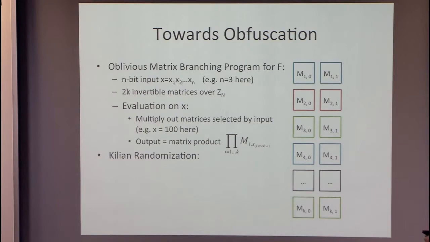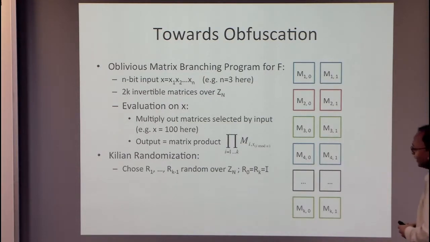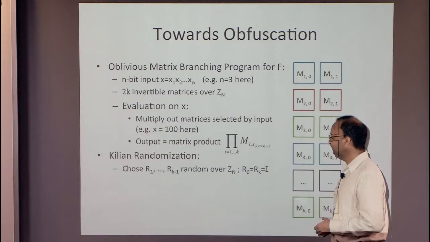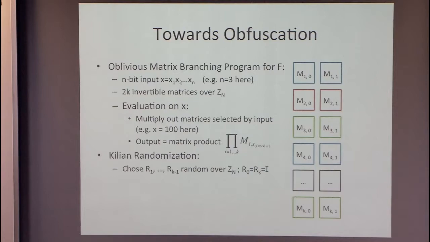The first step is we apply a randomization technique that's actually due to Kilian in his celebrated work on building secure computation protocols from oblivious transfer. So what does Kilian do? What Kilian suggests for us to do, stated in our language here, is we take random square matrices, random invertible matrices, R1 up to Rk minus 1, okay? And just pick them at random over Zn. I set R0 and Rk to be the identity matrix just to make things work here, okay?